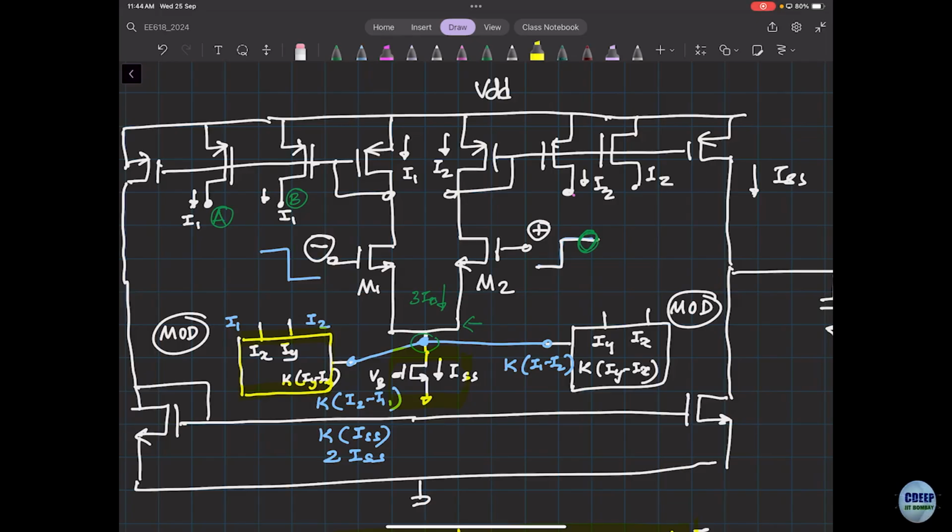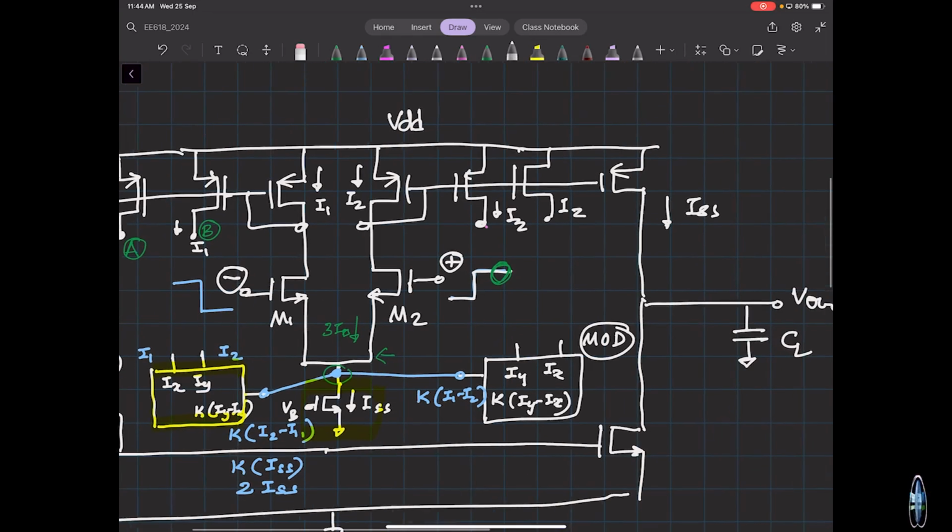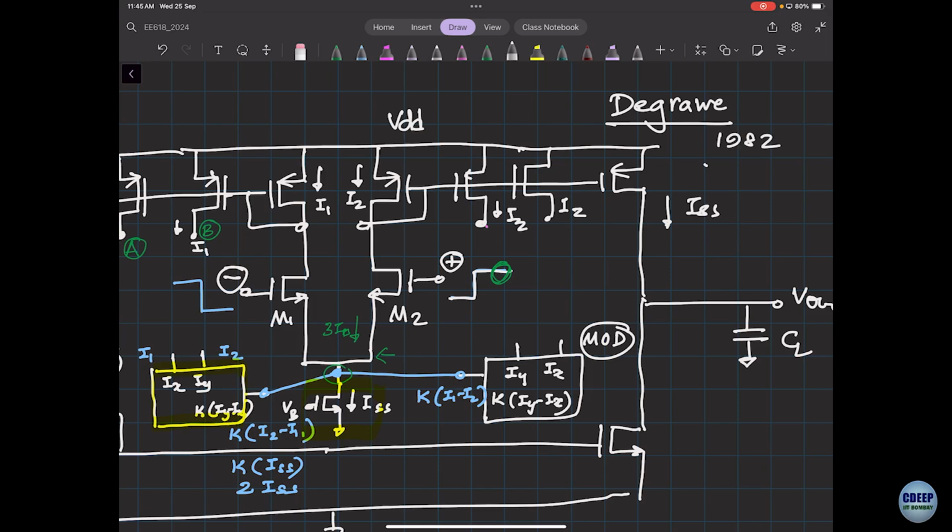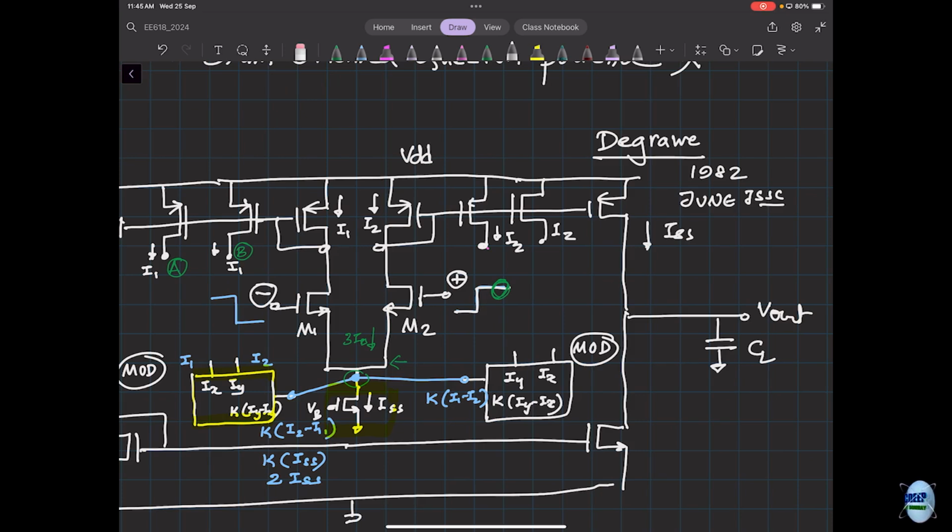This particular technique was invented by De Grauwe, in June 1982, JSSC, if I remember. Is it clear what I'm trying to do here?